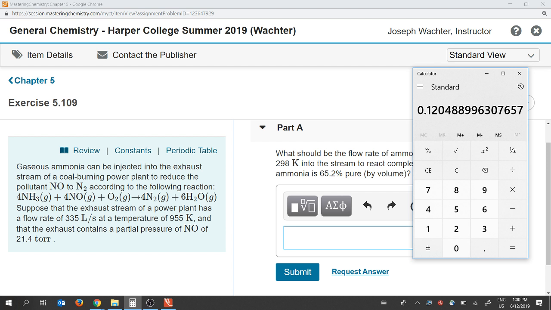And then we can do the stoichiometry to figure out moles of ammonia per second. It's 1-to-1 in here. See that? Because it's 4 and 4. So that means we also will need 0.120 moles of ammonia per second.